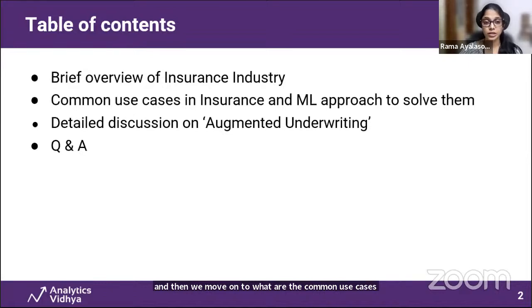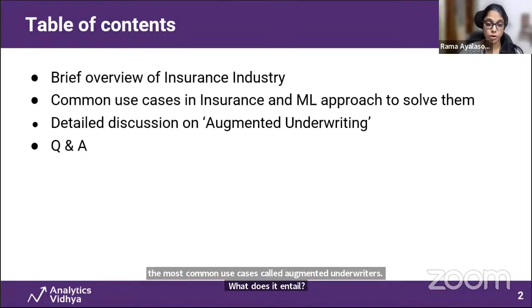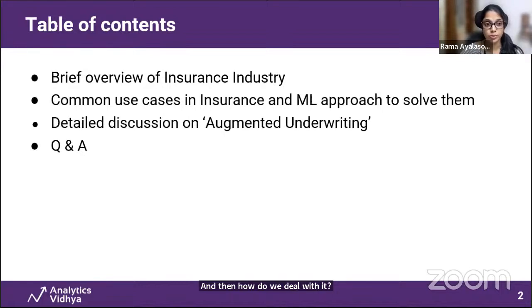Followed by that, we'll deep dive into one of the most common use cases called augmented underwriting. What does it entail, and how do we approach the ML problem? And then we'll have a Q&A session to follow. Next slide, please.